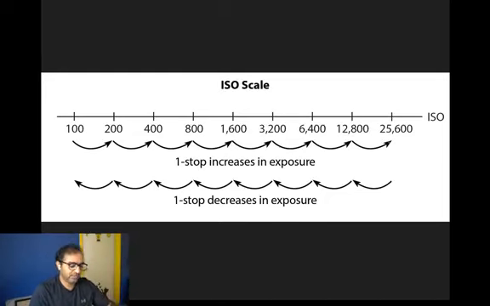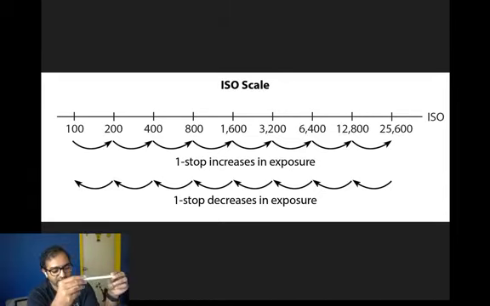Okay, so now we move on to the ISO scale. So remember, three things which control exposure: aperture, shutter speed, ISO. What is aperture? Aperture is how much light you let into the camera. What is shutter speed? How long are you letting the light get into the camera? Now, this is the third one, and this is the interesting one. The ISO is how sensitive is the medium itself.